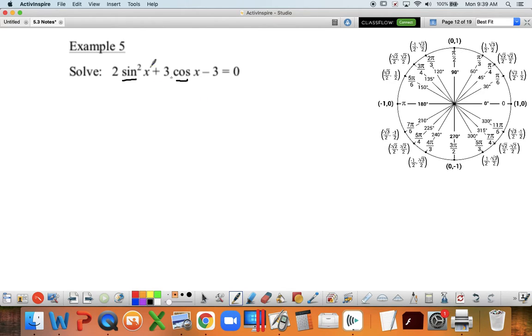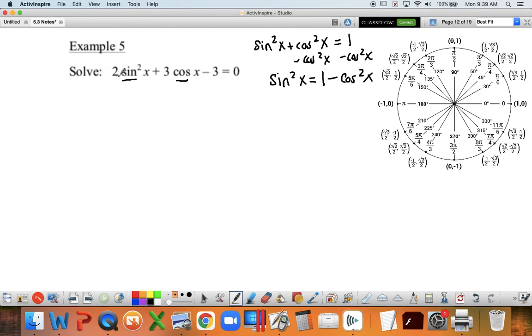In this case, we do not have a common term between all three of these terms, and this looks like something I'm going to need to factor. I'm going to need to reverse FOIL. So here's what we're going to do. Remember that old identity, sine squared x plus cosine squared x equals 1, one of the most fundamental identities that we have in trigonometry? Well, I'm going to solve for sine squared x. So I get that sine squared x is equal to 1 minus cosine squared x.